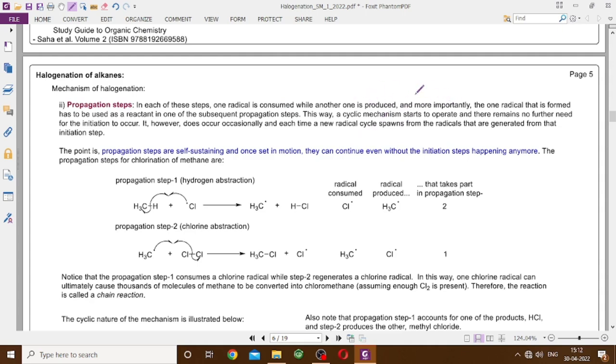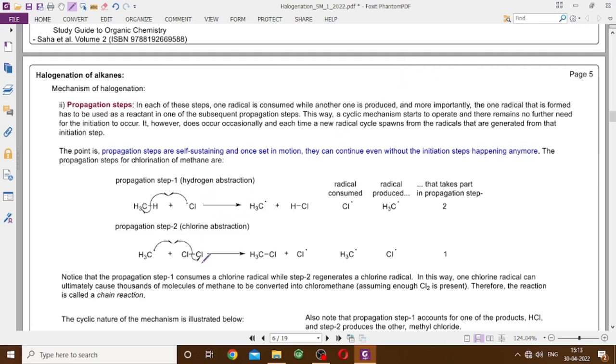And not only that, the product radical that is being produced in one of the propagation steps will subsequently be consumed further by another propagation step. That could be the next propagation step, or if there is like 3, 4, 5, 6 propagation steps, in some propagation step, maybe in propagation step 3 or 4 or 5, in that propagation step the radical that you have produced in the first propagation step will be consumed.